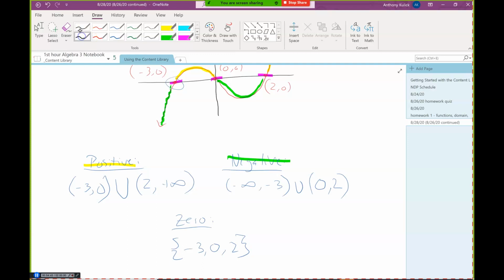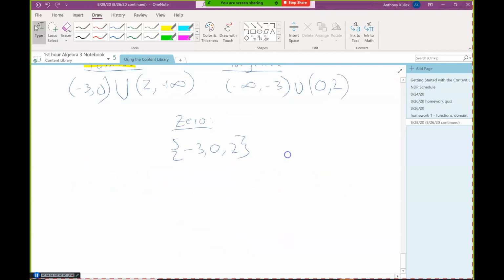Let's do another example that's a little bit trickier. Okay? Just so that maybe the bracket and parenthesis thing comes into play a little bit more.